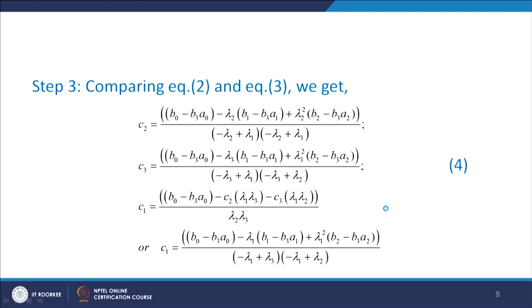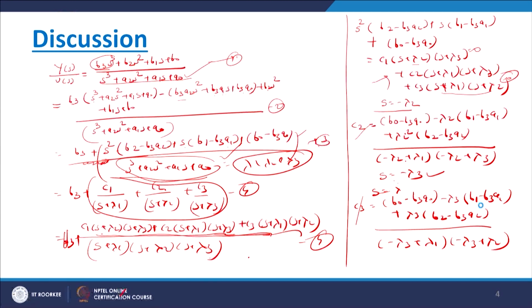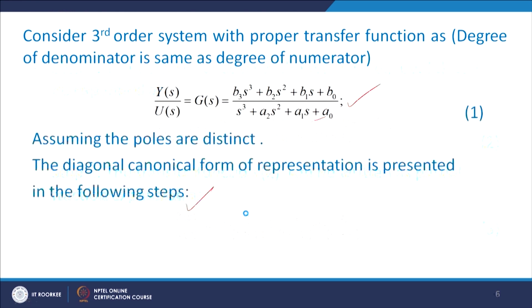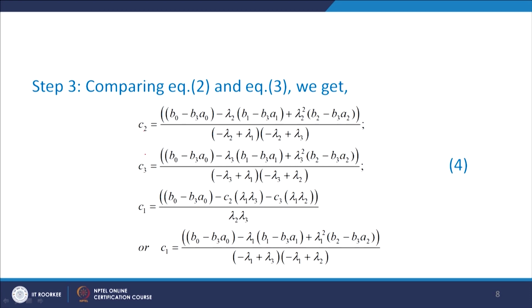Now comparing equation 2 and equation 3, so what happened? Earlier we have shown this equation, and we are comparing it with this one, equation 2 and equation 3. So what will we get? C2, C3 and C1. For C1 there are two ways to determine, as I told you: either you can replace s equals 0 or you can replace s equals minus lambda 1. So these particular equations we have got by replacing s equals 0, and this equation we have got by replacing s equals minus lambda 1. So you can do it both ways. That means for getting C1 you have to replace the values of C2 and C3 in these equations.